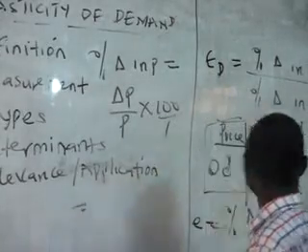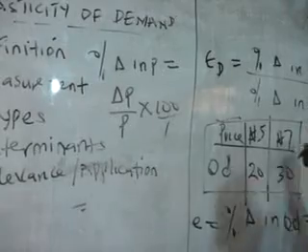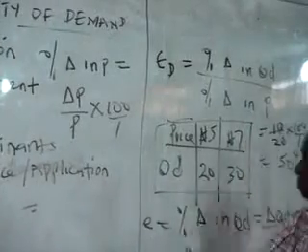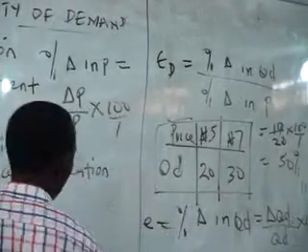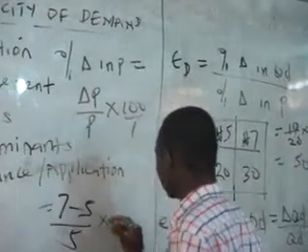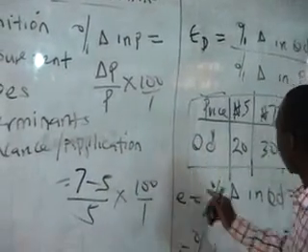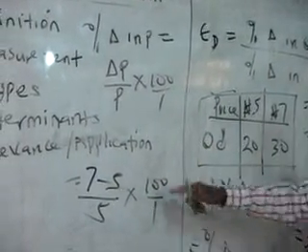Like the table I have here, my old price is 5 naira, my new one is 7 naira. Since the new is higher than the old, I bring 7 forth. So I have 7 naira minus 5 all over 5, which is the old, times 100 over 1. 7 minus 5 over 5 times 100 over 1.